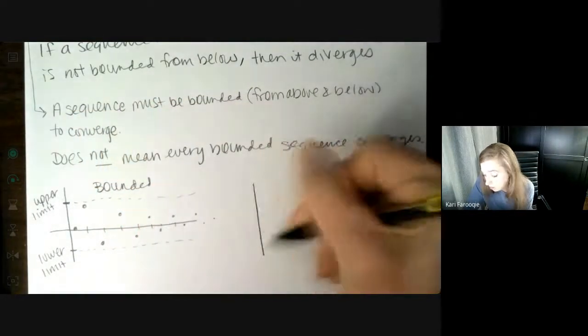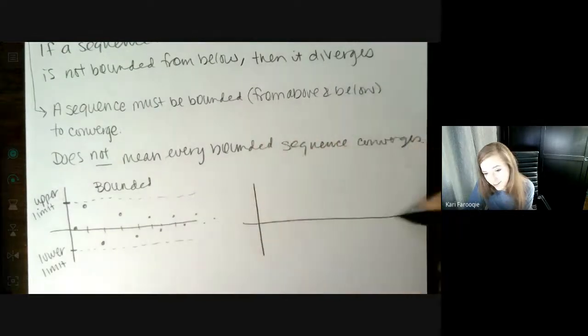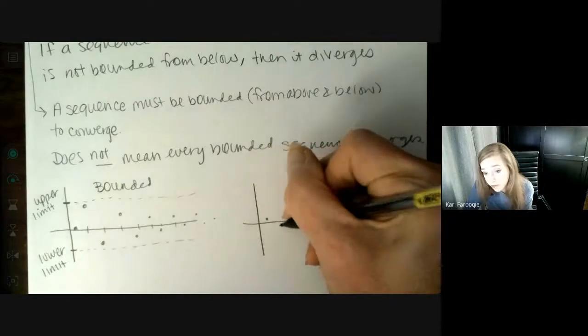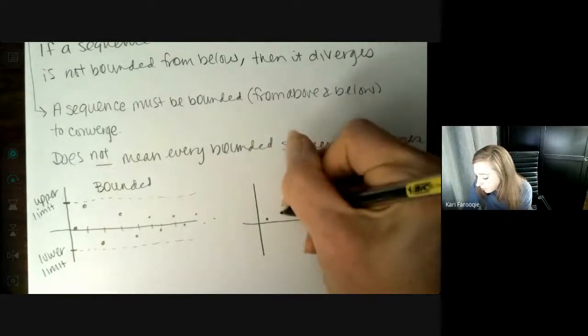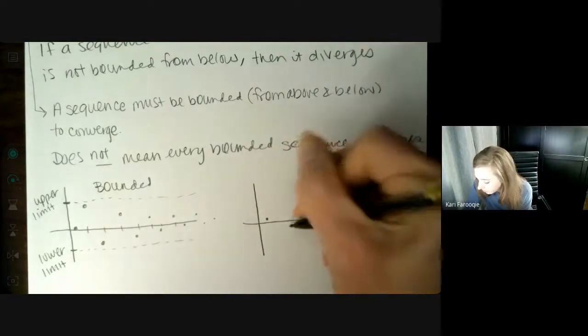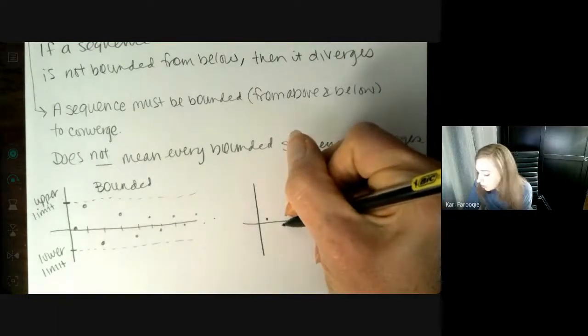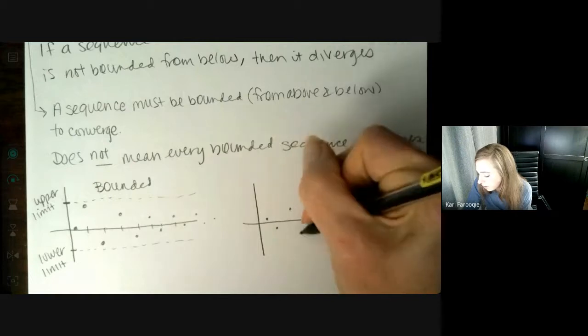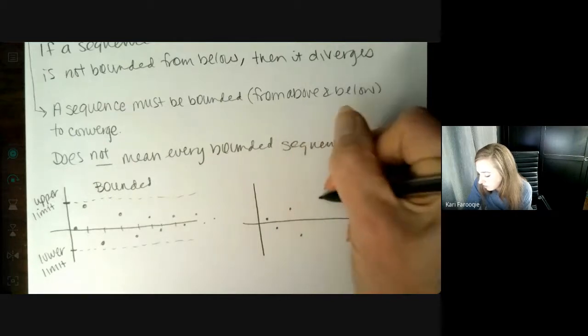Something that would be not bounded, you can probably guess what it's going to look like. Maybe I have values that start out, and maybe they're oscillating, maybe they're not. We could just have them get only larger, or only smaller. But let's say they get increasingly further away as n gets increasingly large.